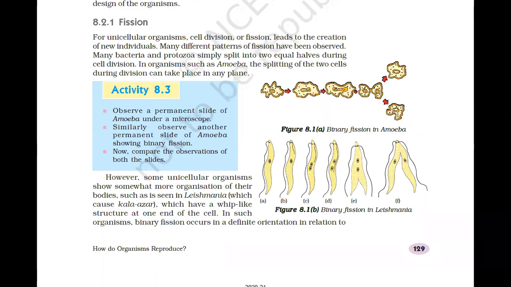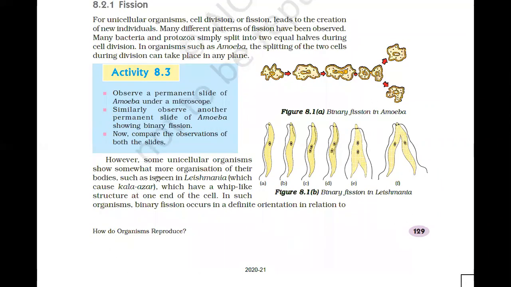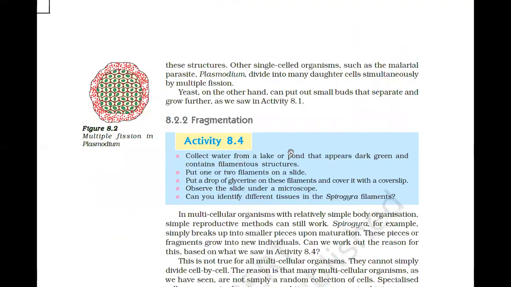However, some unicellular organisms show somewhat more organization of their bodies, such as seen in Leishmania, which causes Kala Azar, which have a whip-like structure at one end of the cell. In such organisms, binary fission occurs in a different or definite orientation in relation to these structures.